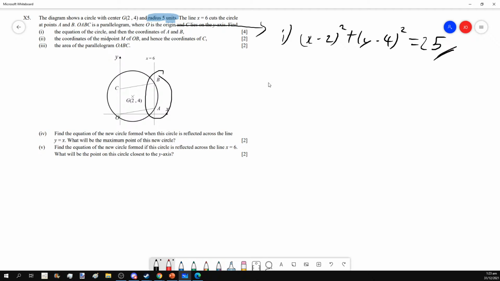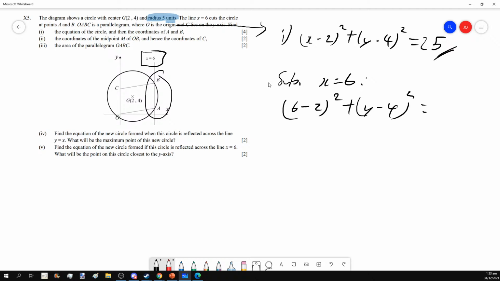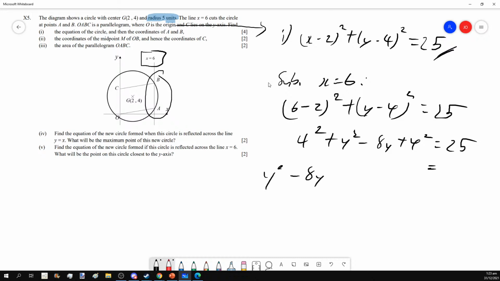Now we can look at this line. This line tells us x equals 6, so I will sub in x equals 6. This gives us 6 minus 2 squared plus y minus 4 squared equals 25. In other words, 4 squared plus y squared minus 8y plus 4 squared equals 25. From here, we can rearrange the algebra in order to create a quadratic. So in this case, we should expect the following result. Once we have this, we will go on to factorize, which will give us y minus 1, y minus 7 equals 0. And therefore, y equals 1 or 7.